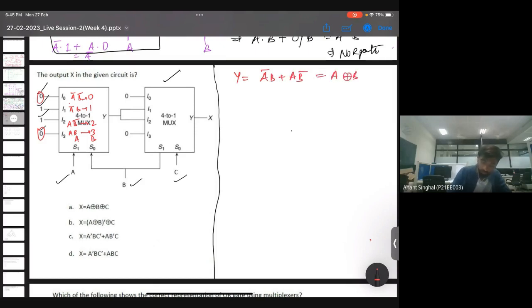which is nothing but a XOR b. Now this a XOR b is given to both of these terminals. So I can see that it is b bar c bar, b bar c, b c bar, and b c.